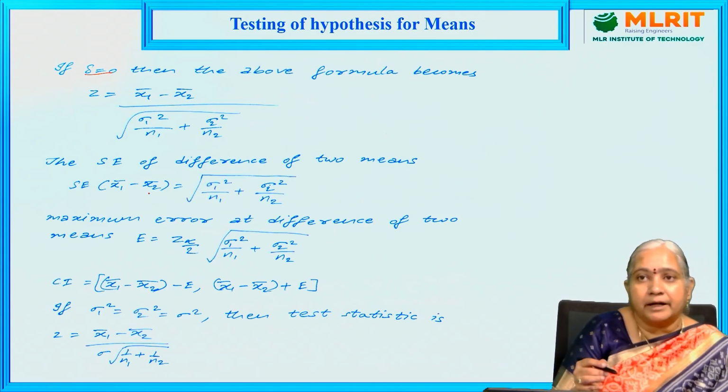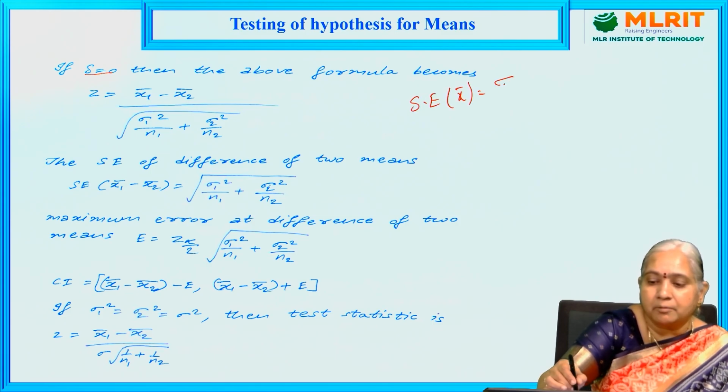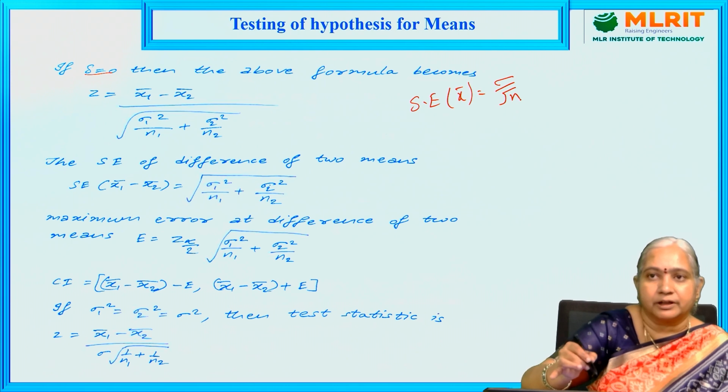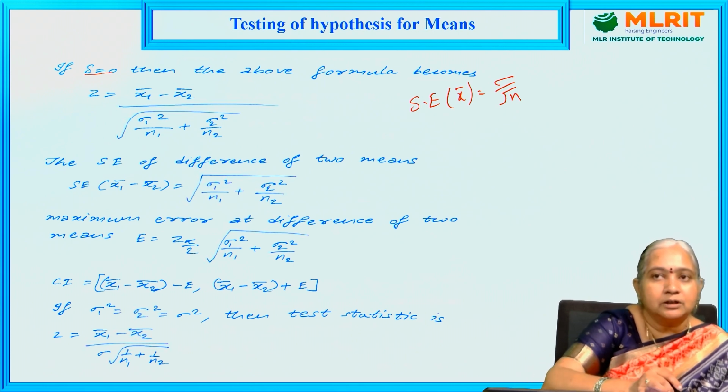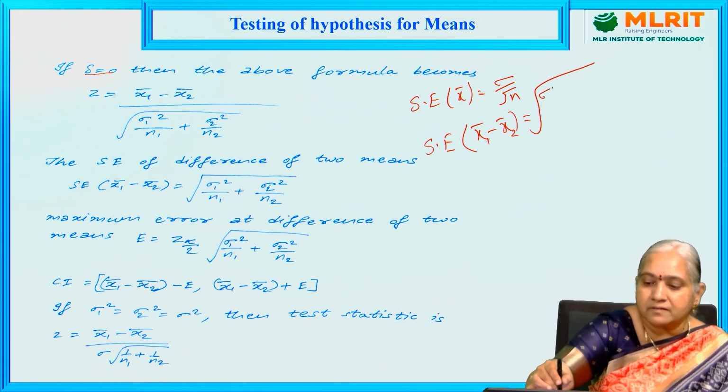In one sample data, the standard error of the sample mean x bar equals sigma by root n. This we have discussed in one sample data. Here, for two samples data, the standard error of x1 bar minus x2 bar is under root sigma 1 square by n1 plus sigma 2 square by n2.